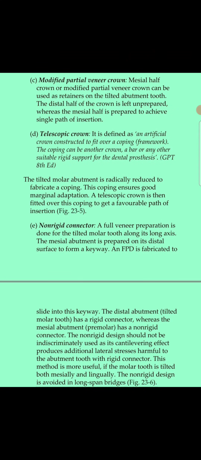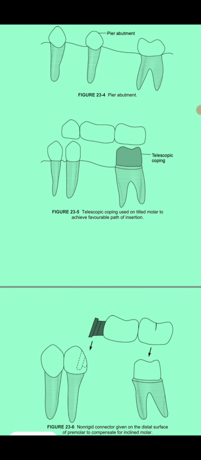Now, the fourth method is the telescopic crown. And look at it here in diagram. In telescopic crown, the tooth is tilted. First we prepare the tilted tooth and we give a crown on the tooth, which is known as telescopic coping.